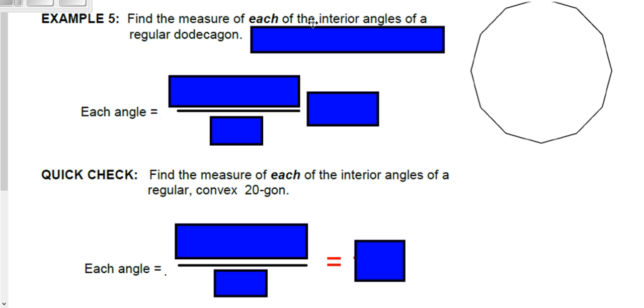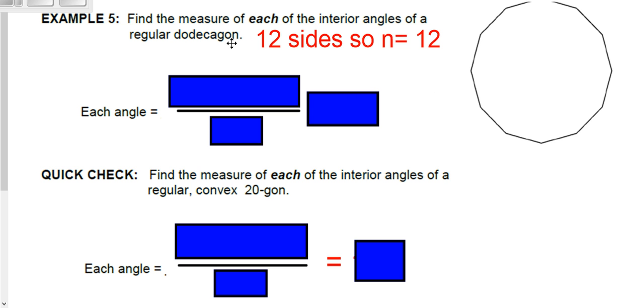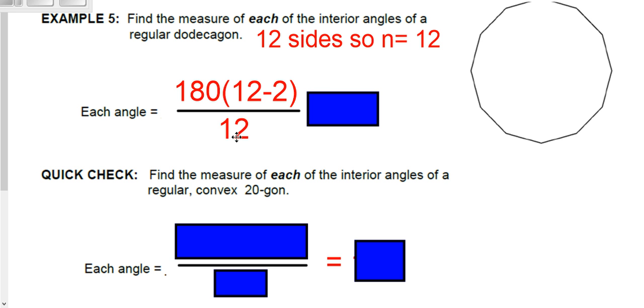Find the measure of each interior angle of a regular dodecagon. So you notice the word each. It's not the sum of them all. We will have to figure out the sum and divide by how many there are. But when it says each one of them, a dodecagon has 12 sides, so the n will be 12 in our formula. So we take 180 times 12 minus 2 and then divide it by how many there are, which is n, 12. And you put that in your calculator, you should get 150 degrees.